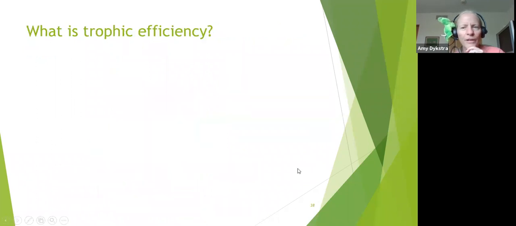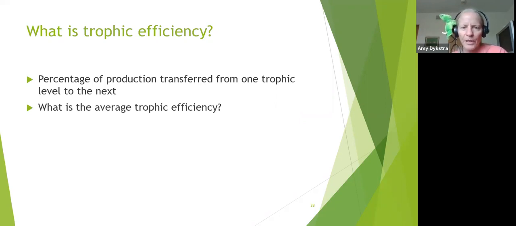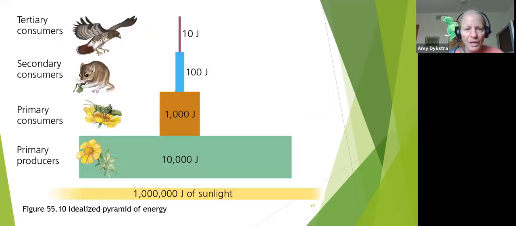And so trophic efficiency would be the percent of production that is transferred from one trophic level to the next. And so what do you think is the average trophic efficiency? We saw that for that caterpillar in our example, the trophic efficiency was a little over 15%. You think that's about average for a trophic level? Well, some of you who have studied this before maybe know that the average is more like 10%.